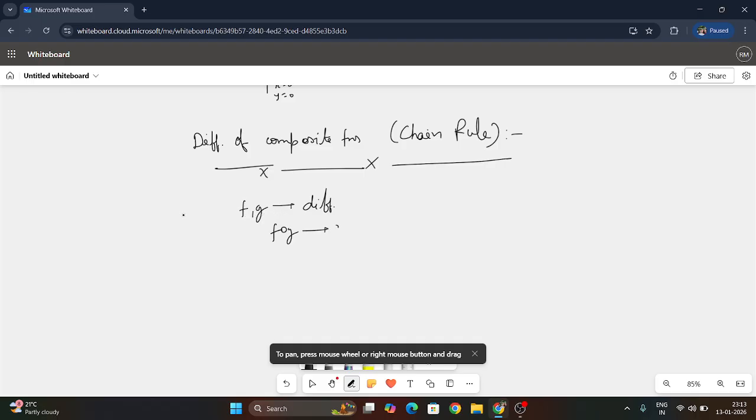So if these two functions are differentiable, then f of g is also differentiable. And the derivative of f(g(x)) is going to be f'(g(x)) times g'(x). This is the final thing you have to keep in mind. I hope it is clear to you. Now, let's suppose I am saying to you that you can understand it like this.